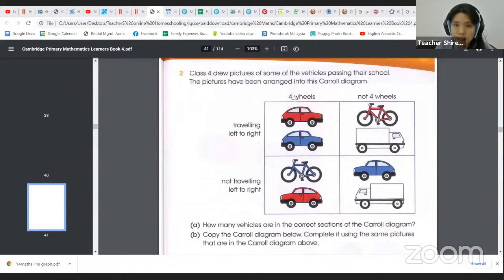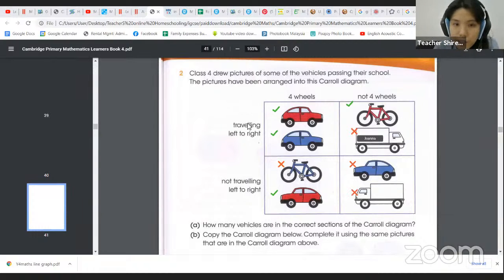So first thing is that it's 4 wheels. Okay, we need 2 ticks, right? We need first tick. Is this 4 wheel? Yes. Is this 4 wheel? Yes. Is this 4 wheel? No. Is this 4 wheel? Yes. Is this not 4 wheel? Correct. No. This one? Not 4 wheel? No. This one? No. So this one is out. Okay, we need 2 ticks. Okay, and one more cross for me, please.